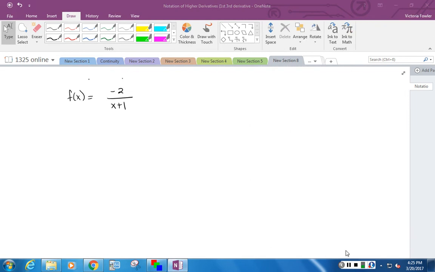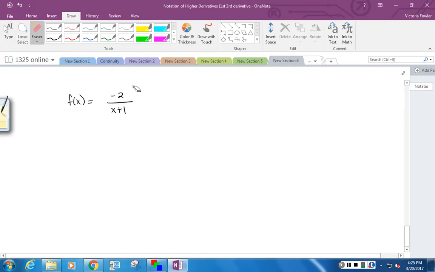Okay, let's do the same thing for this function. It's a rational function, so the first thing you probably want to notice is the domain, and you know that x cannot be negative 1. So negative 1 is not in the domain of this function. Okay, you cannot divide by 0. All right, so I want to find the intervals of concavity and inflection points. So I know I'm going to take the second derivative, and I'm going to find where the second derivative doesn't exist or where it equals 0.